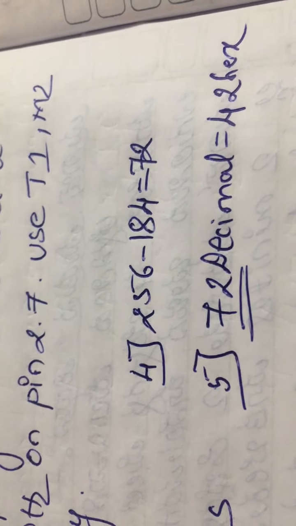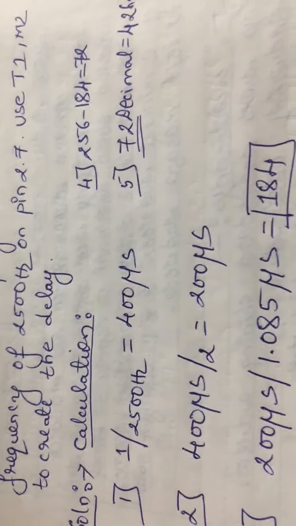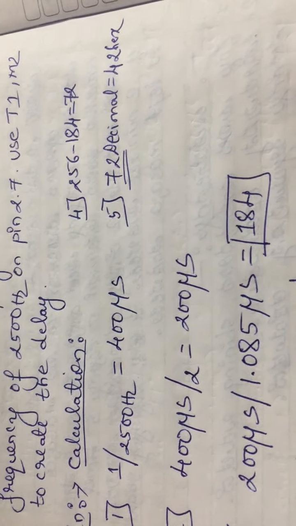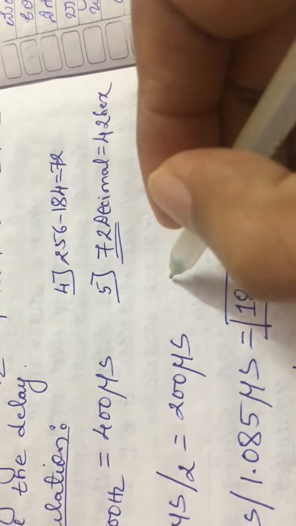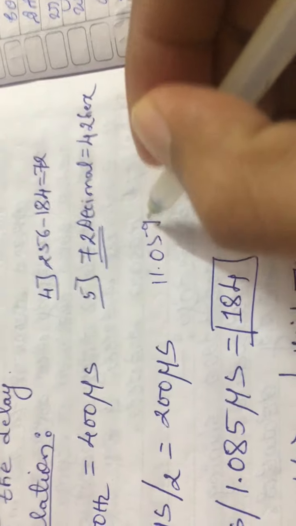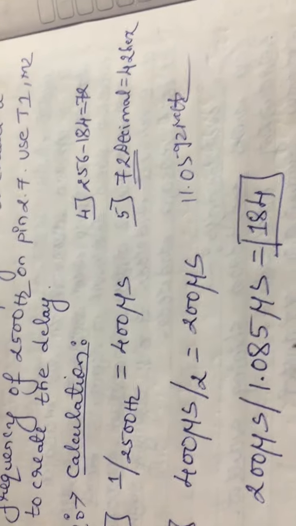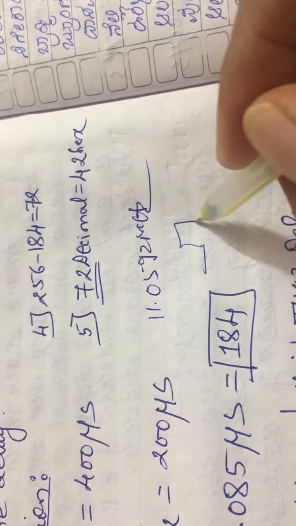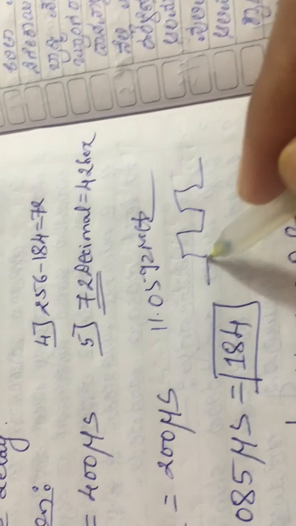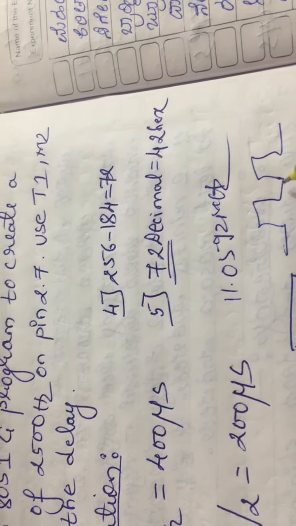Use timer 1 mode 2, that is again auto reload, and we need to use timer 1, and we need to assume that the crystal frequency is 11.059 megahertz. Okay, so first let us do the calculation. We need to generate the square wave, right? This square wave should have 2500 hertz frequency.